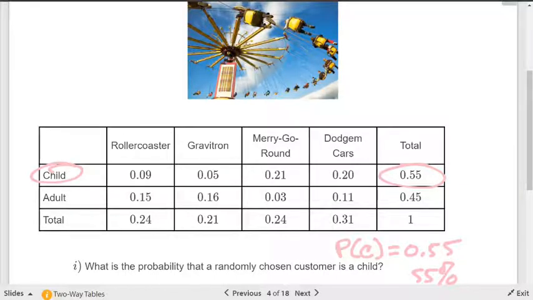Now, what is the probability that this person selected at random was a child and they rode the gravitron? Do we have to write this in? 5%. Probability of child and gravitron. Do we have to write the actual big graph thing? No, you can just write the probabilities and you can refer back to this. This is fine. Okay? So it's 0.05. It's the intersection of those 2 places.